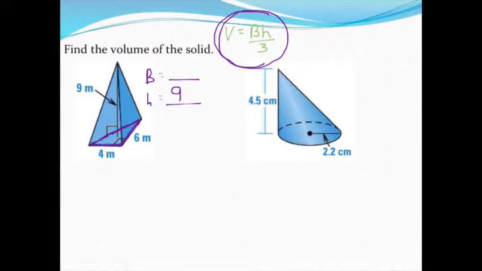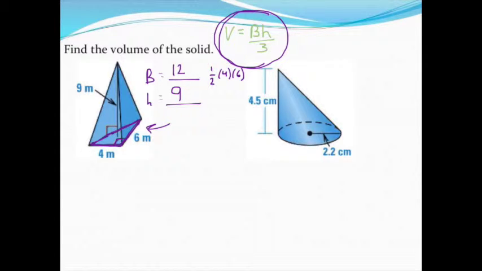For the area of the base, I need to see what shape I have, and I can see that I have a triangle in this case, and specifically a right triangle. To find the area of a triangle, it's 1/2 times the base times the height. Now notice, as we've discussed before, we're using base and height to represent different things. So 6 is the height of the triangle, 9 is the height of the pyramid. So just be careful not to mix those up. So 1/2 times 4 times 6 gets me a base area of 12.